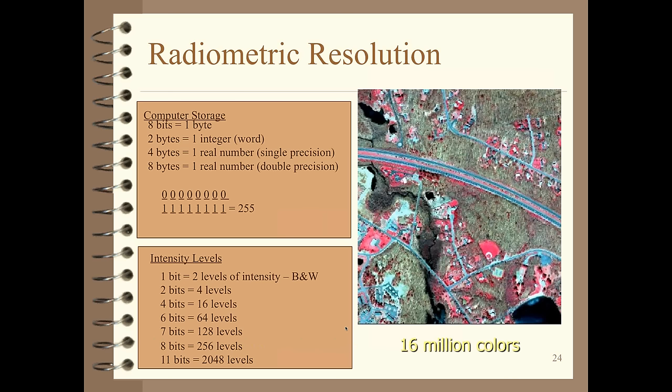So this gives you the different intensity levels. 1 bit, we already talked about that. It's really an on and off, so it's a black and white scenario. 2 bits, 4 levels, 4 bits, 16 levels, all the way up.